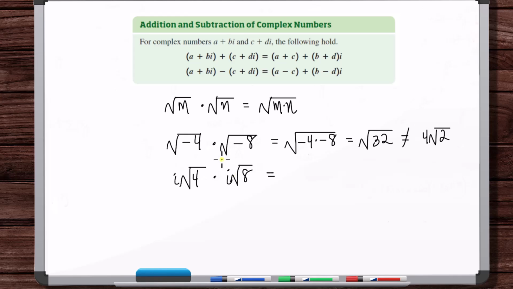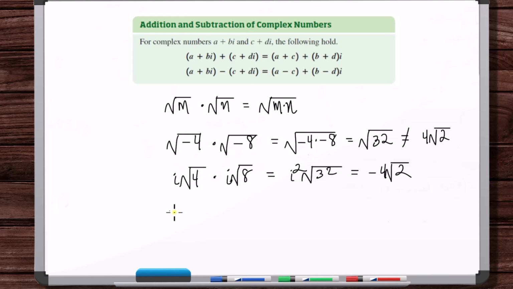So now we've accounted for the i that's sort of inherently mixed in here. Since we've done that, now we can go ahead and apply this property. So combining these, we get, all right, i squared is negative 1. And so that's the correct answer to the square root of minus 4 times the square root of minus 8. It's minus 4 root 2.